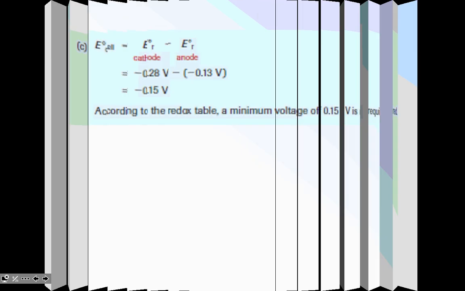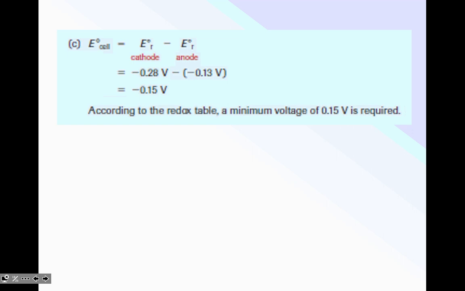So in order to find the minimum voltage, we just use our cathode subtract our anode, and we get a negative number. Okay, and that just tells you that we require a minimum of 0.15 volts of power in order for that cell to work.